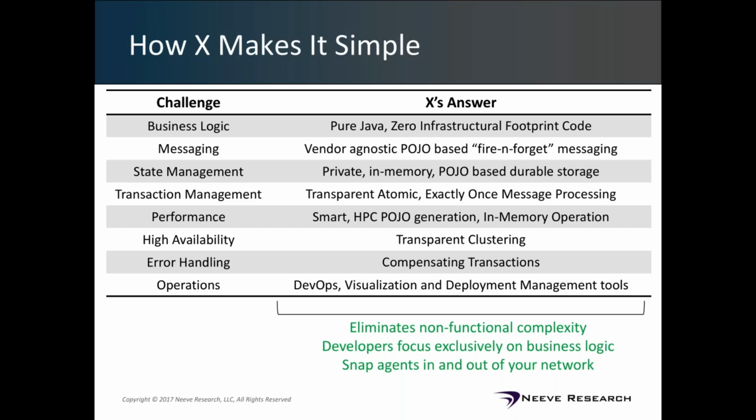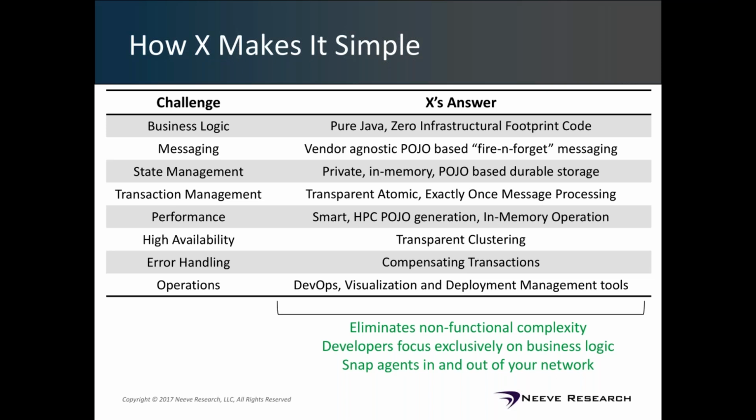So X Platform, how does it actually make everything so simple? The key of X Platform is that it takes care of the challenges that I described that come with microservices and peer-based distributed computing in general. And it makes it simple in the following fashion. Business logic is pure Java. You write business logic, and we'll see that in the sample. It is pure Java. You see no infrastructural footprint in the business logic.